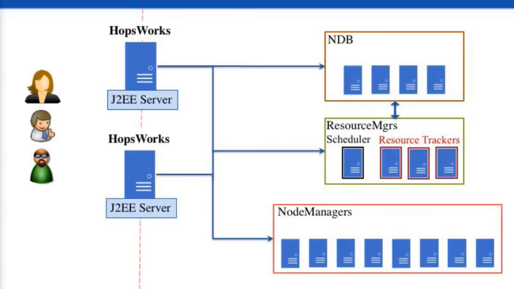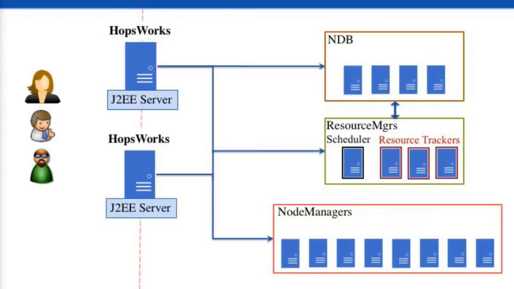We don't have a set of schedulers. We have a single scheduler. But what we do is we offload the communication between these nodes down here, the node managers and the resource manager, to resource trackers. So now all the traffic here as the cluster grows gets handled by the resource trackers, and then the scheduler just has the job of scheduling containers to applications. And that means we scale out.